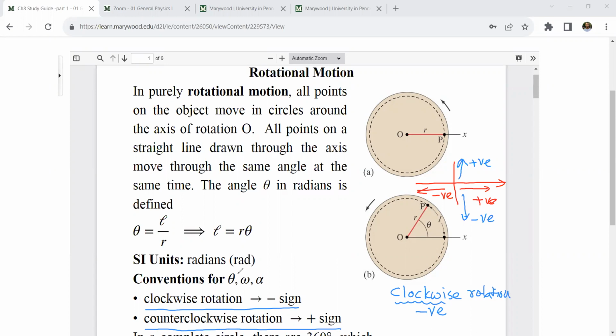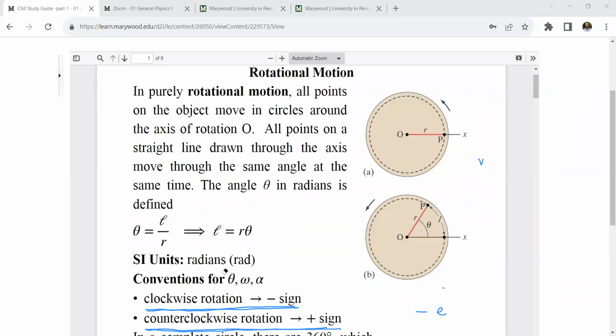Okay, so for all angular quantities, I mean theta, then later you will be learning angular velocity, omega. So this is not W, it is omega. And this is alpha, angular acceleration. For all those quantities, clockwise rotation means negative sign and counterclockwise rotation means positive sign. Remember this convention.